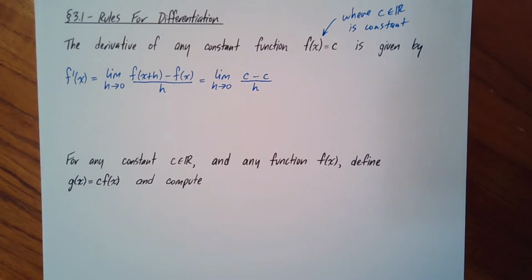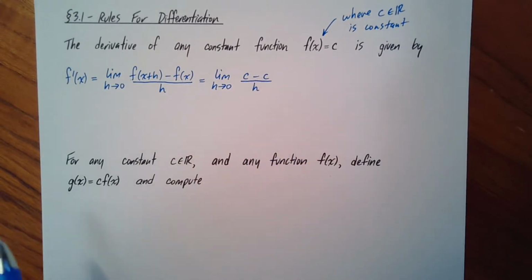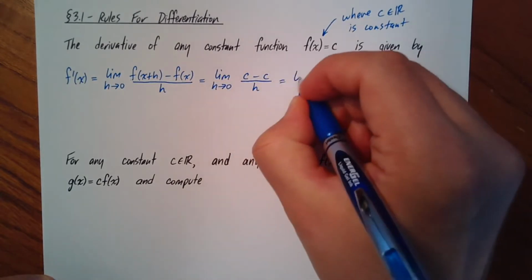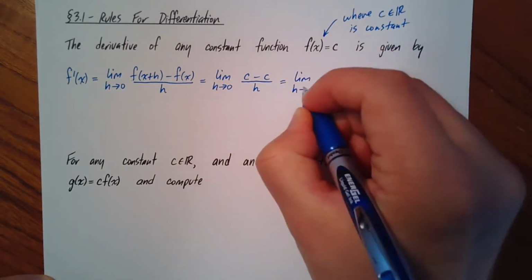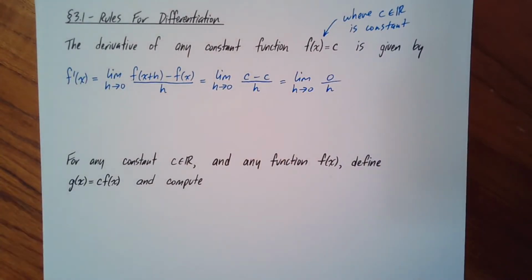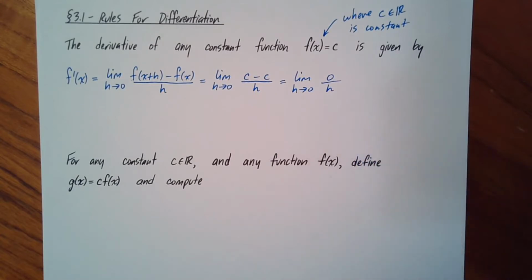Okay, and what do you notice? You notice right away you can clean up the top, right? You can go c minus c is equal to 0. The numerator of this fraction is 0. So you get the limit as h goes to 0 of 0 over h. I'm being very careful here to do everything one step at a time. And then now, 0 divided by h is just 0, right?